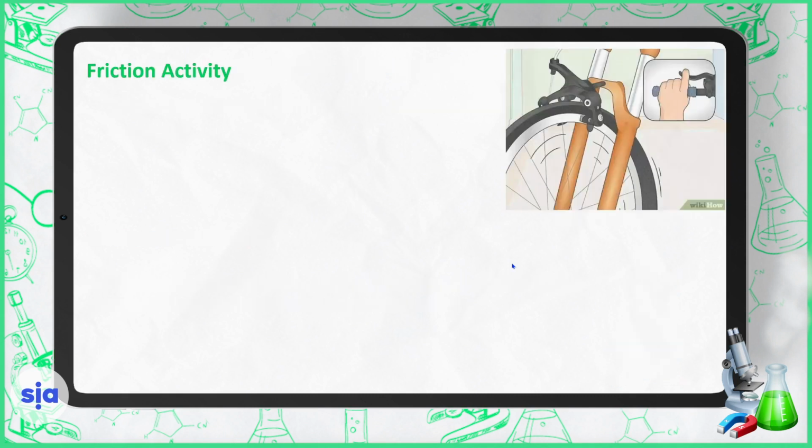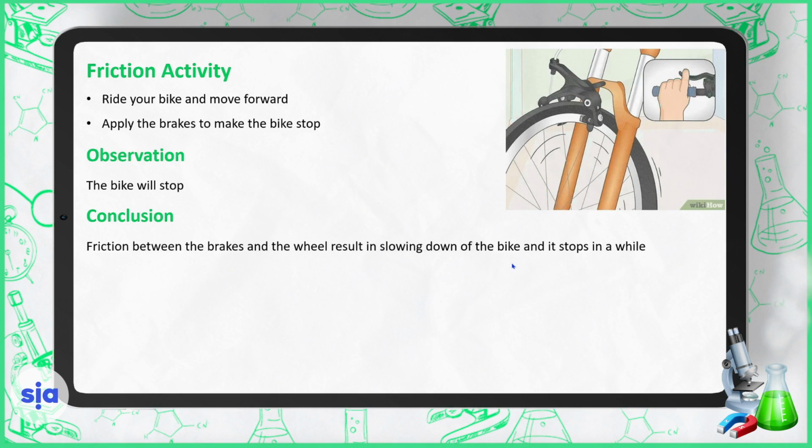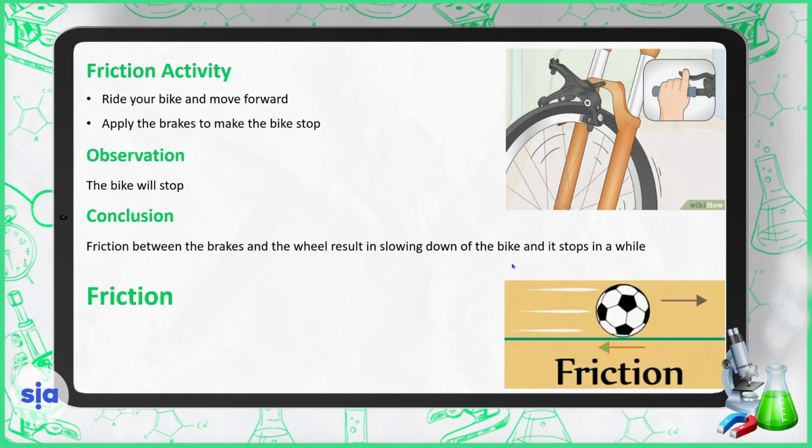Friction. Do you know how to ride a bike? Then ride your bike and move forward. Apply the brakes to make the bike stop. The bike, of course, will stop if the brakes are working. Friction between the brakes and the wheel results in slowing down of the bike, and it stops in a while.